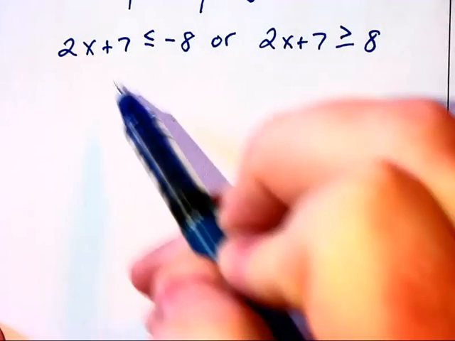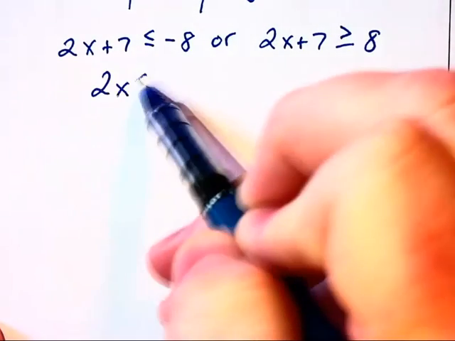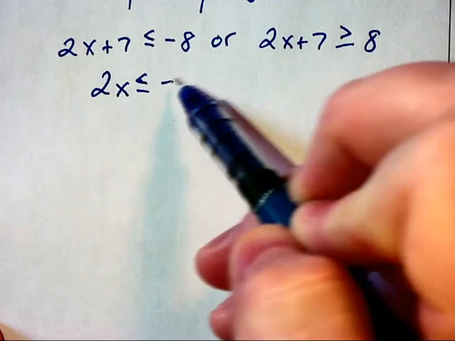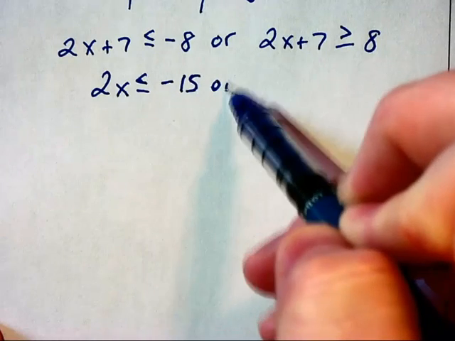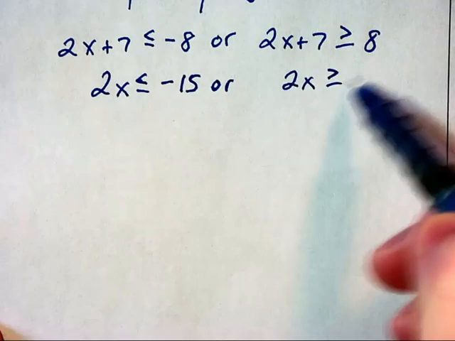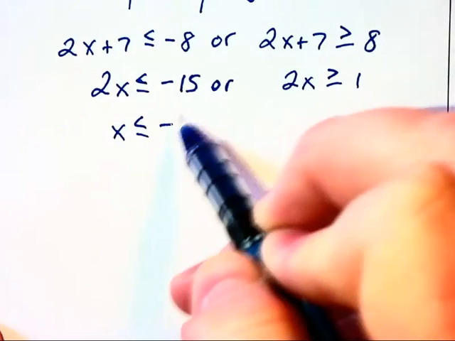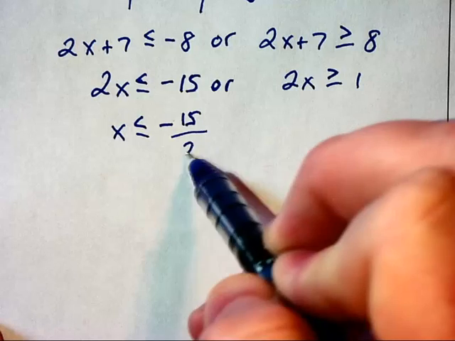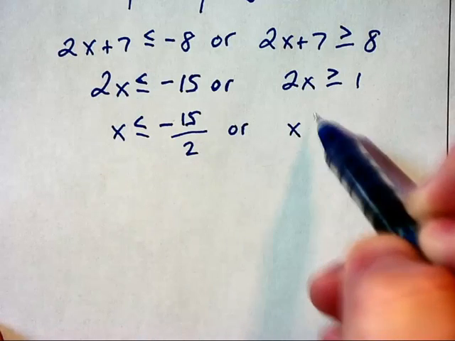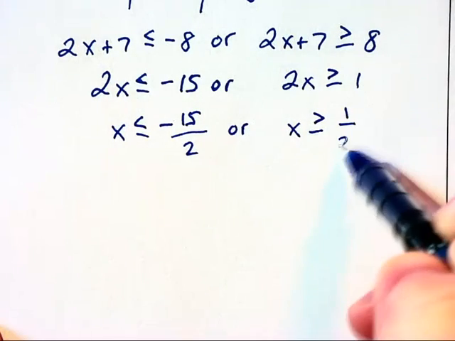We're going to begin by subtracting 7 on each side, so we'll have 2x less than or equal to negative 15, or 2x greater than or equal to 1. Dividing through by 2 on each side gives us x less than or equal to negative 15 halves, or x greater than or equal to 1 half.